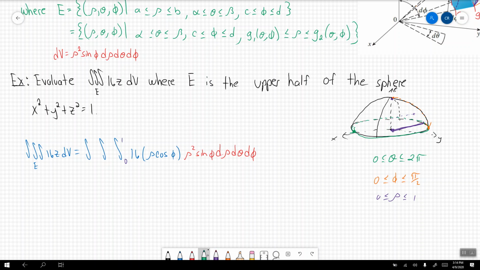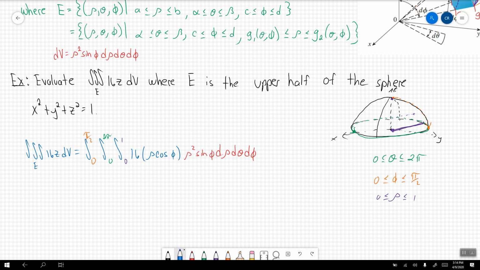Our thetas went from 0 to 2 pi, and our phi went from 0 to pi halves. There we are. Now again, this triple integral is going to be easier to evaluate than if we were to try to set this integral up in Cartesian, in the rectangular coordinate system.